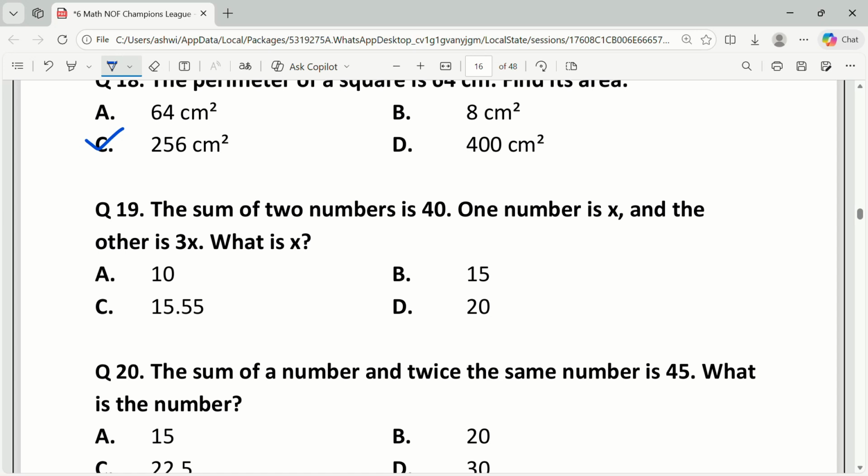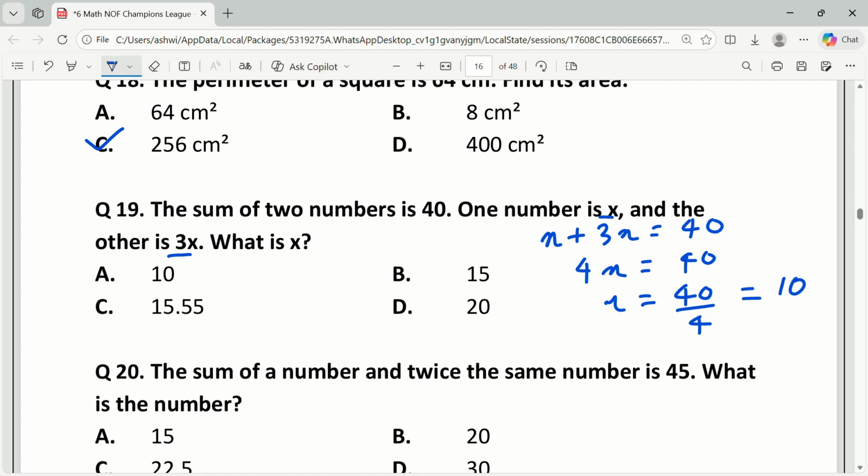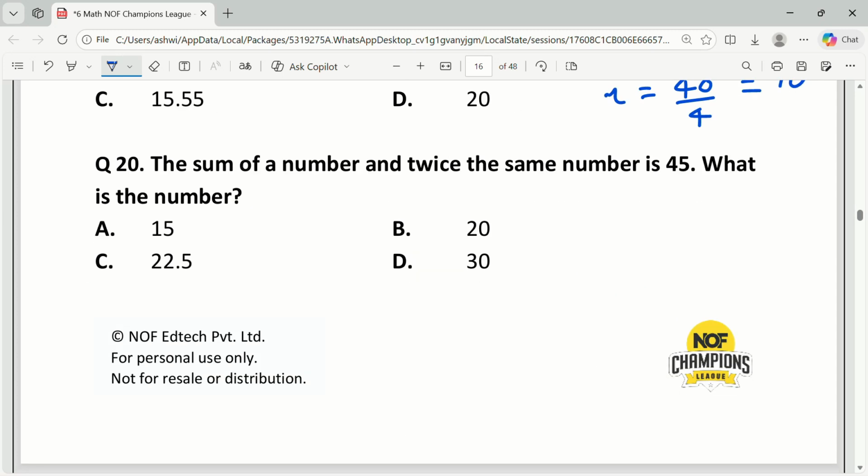Question 19. The sum of two numbers is 40. One number is x and the other number is 3x. What is x? The sum of two numbers, x and 3x, is 40. That is, x plus 3x is equal to 40. That is, 4x is equal to 40. X is equal to 40 by 4, which is equal to 10. Comparing with the options, the answer is A, 10.